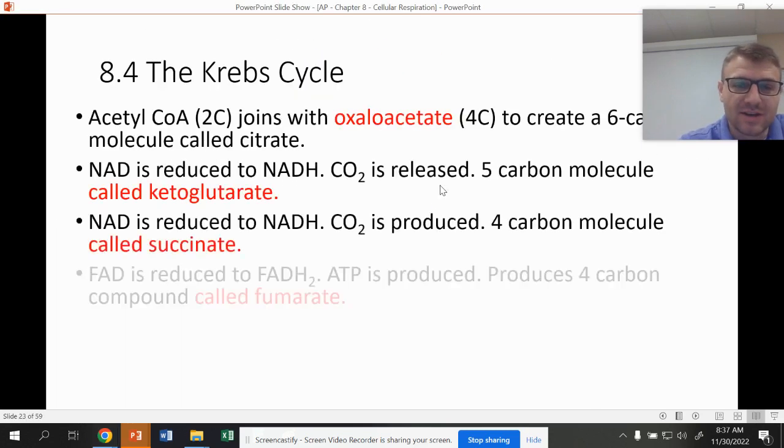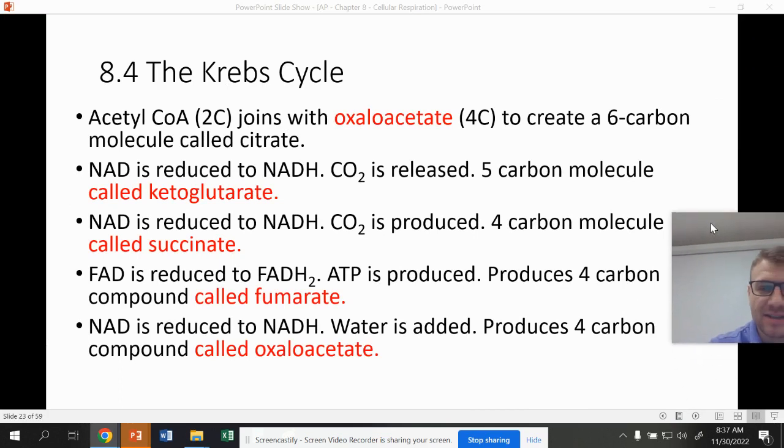Here's what you have to write down. Now, I have you not memorize the actual names here. I have them in red. I still want you to write them down, but just understand that the names aren't that important. I want you to mainly know the acetyl-CoA and the citrate here.